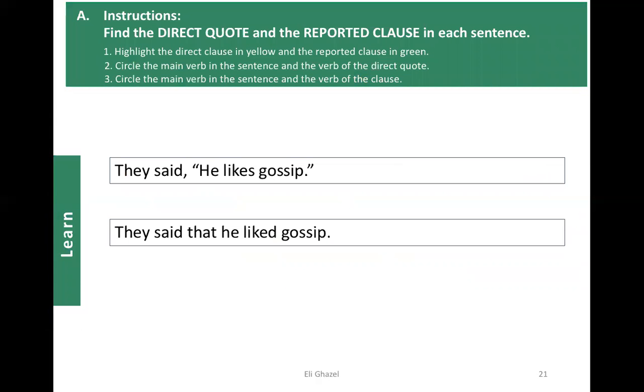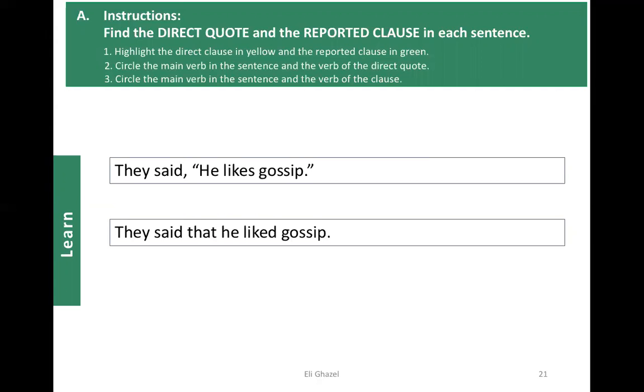Now, let's learn some more. Now we're going to look at the direct and reported clause in each sentence. We're going to highlight the direct clause in yellow and the reported clause in green. Then we're going to circle the main verb in the sentence and the verb of the direct quote. We're also going to circle the main verb in the sentence and the verb of the clause. So you can see the first one is with exact words, and the second one now is with the noun clause or not the exact words. And here's where we're going to help them.